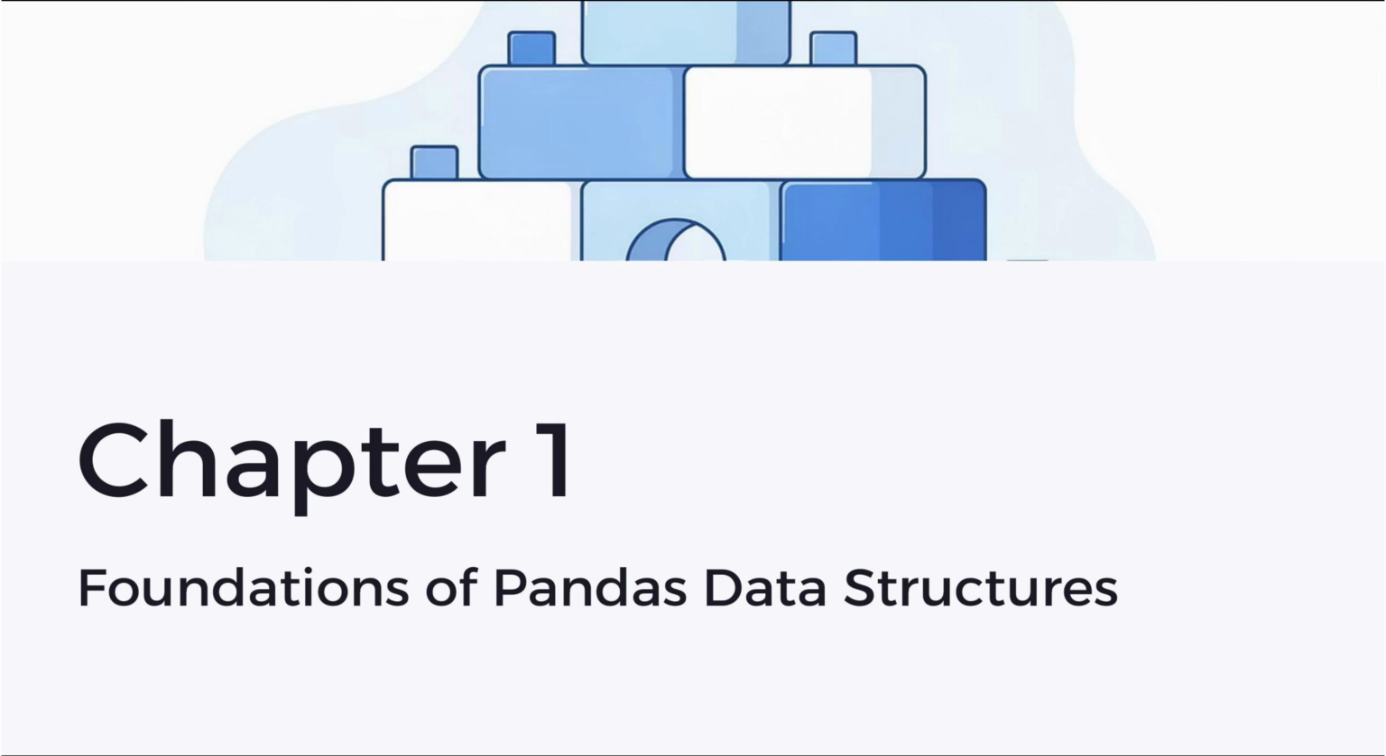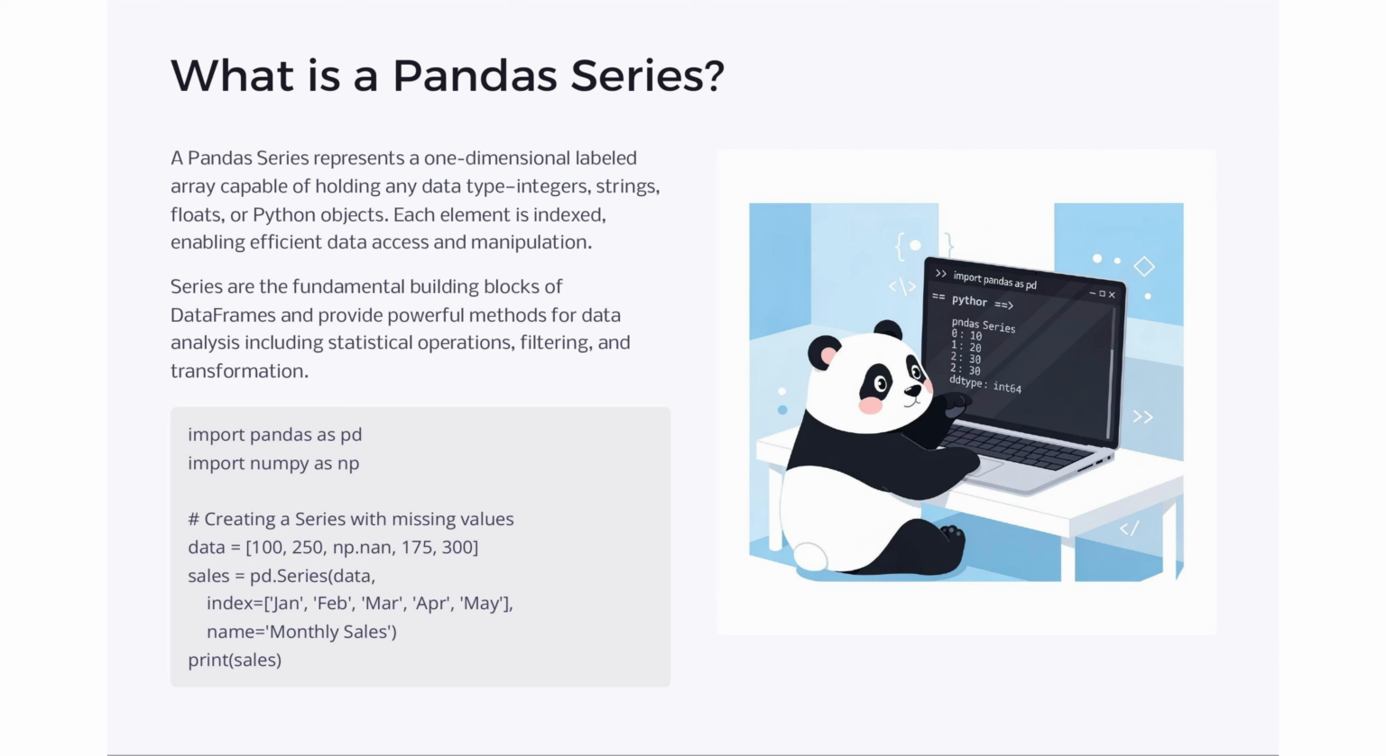for data analysis. A Pandas series is a one-dimensional labeled array, ideal for holding diverse data types like integers, strings, and floats. Each element is indexed for efficient access and manipulation. Series are foundational to data frames, offering robust methods for analysis, including statistical operations, filtering, and transformation. They are essential for building complex data structures.